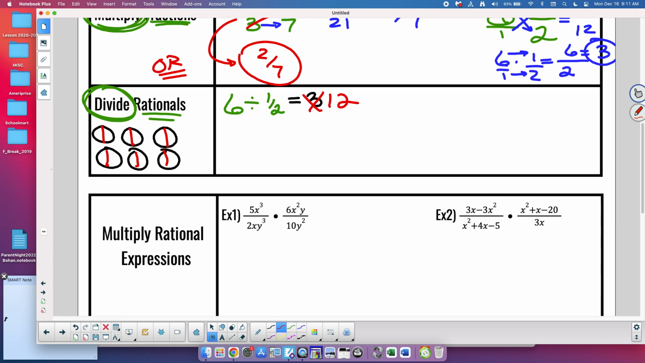Now, wait. Quit touching me. How do you get it? I don't know. I just divided it. I know you did. You divided it wrong.